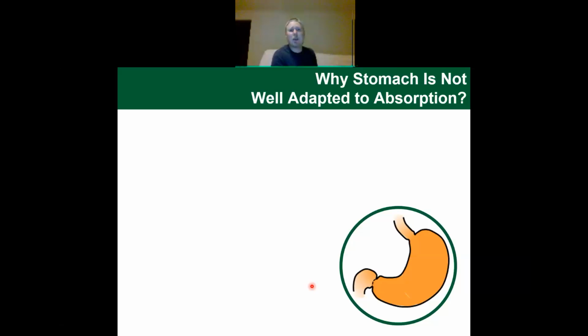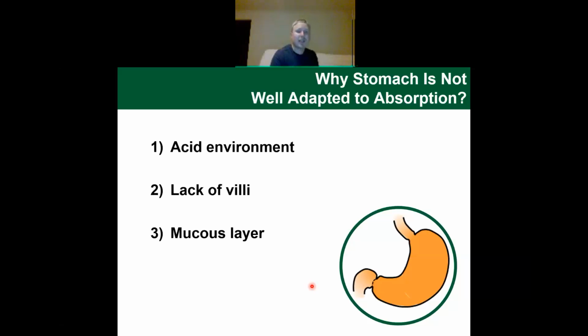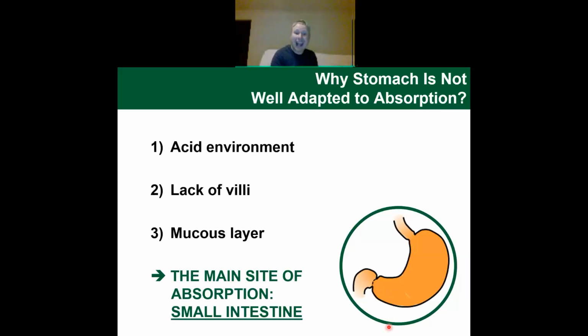The next thing that we need to ask is why the stomach is not that good at absorption. I've mentioned that multiple times, that no, we don't absorb things well from the stomach. Why doesn't it do it? Well, it's because it's such an acidic environment. There's no villi. We had the rugae, but they're much bigger than villi, and there's this mucus layer. So it's really hard for the stuff to actually get across this membrane. So most of this takes place actually within the small intestines.